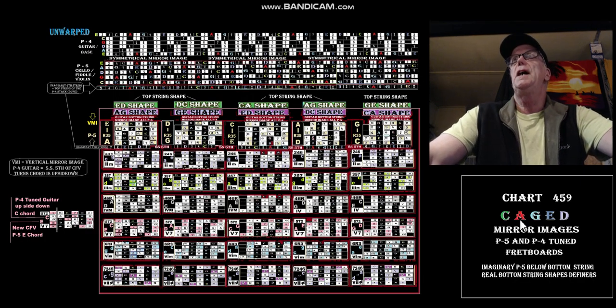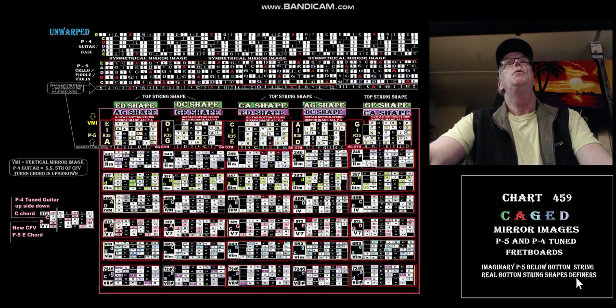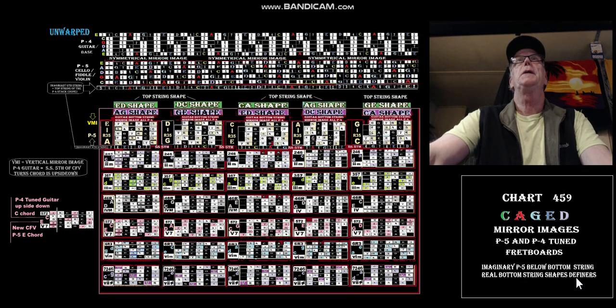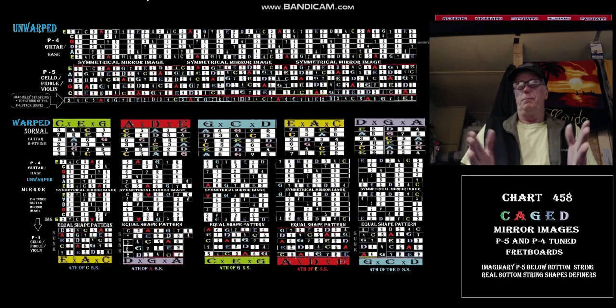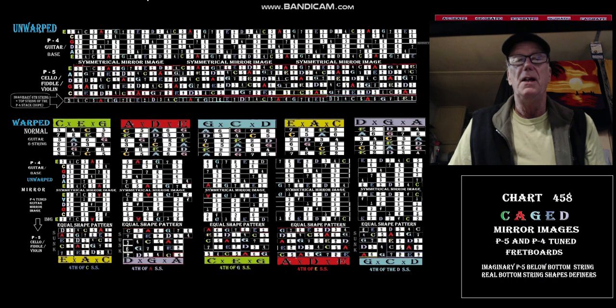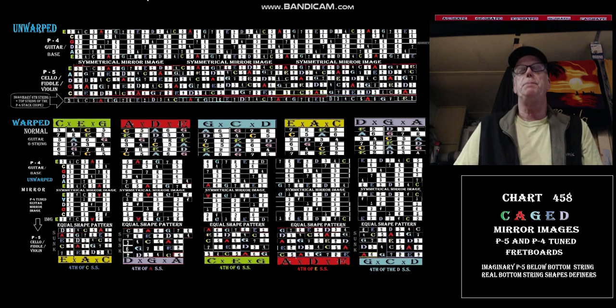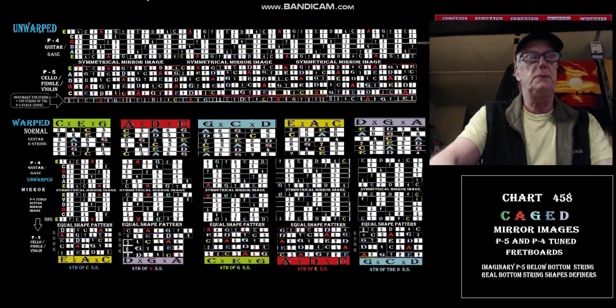Chart 459. CAGED mirror images, P5 and P4 tuned fretboards, imaginary P5 below bottom string, real bottom string shape definers. Where are those real bottom string shape definers? We're going to find out. I just want to bounce back to 458 so we have a little background that I might skip over. I'm going to let my dog back in and we'll get started.